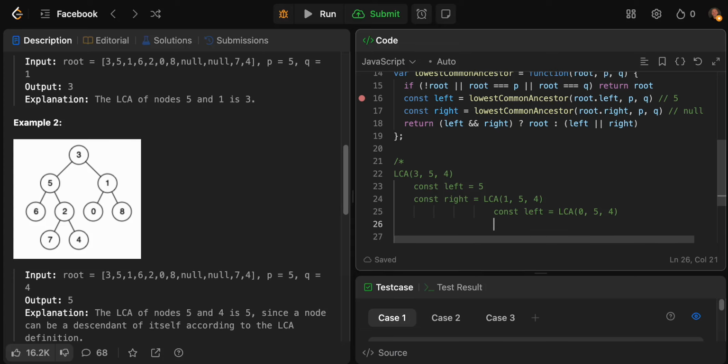And then before we move on to the right, we are actually going to be going through this function here. This is the wonder of recursion. So here we go, LCA, and then our left.